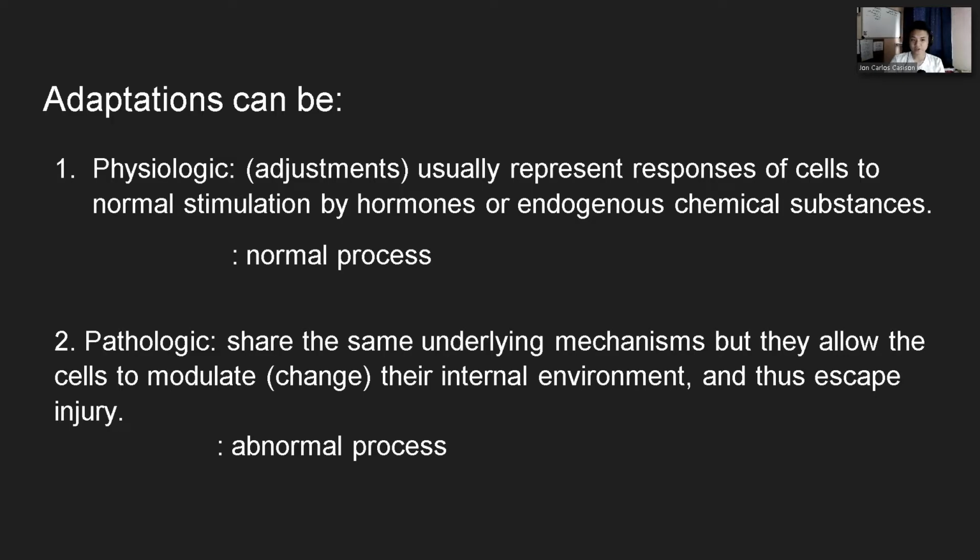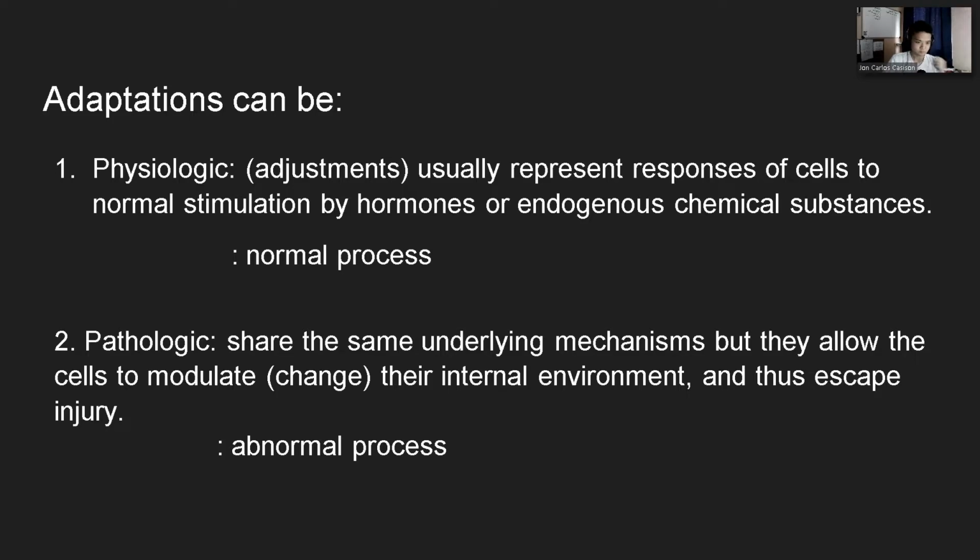So, adaptation can be physiological or pathological. Physiological adaptation usually represents responses of cells to normal stimuli by hormones or endogenous chemical substances. For example, temperature regulation, wherein the body will adapt to the environmental temperature by releasing antifreeze proteins to avoid freezing in cold environments.